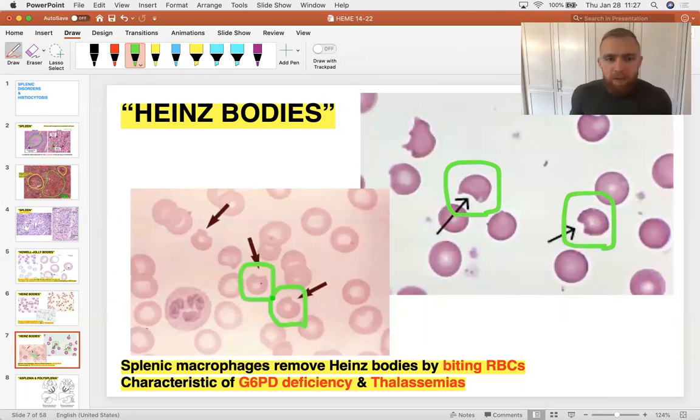These are bite cells. If you see these in the peripheral smear, you can infer that there must have been a lot of inclusion bodies in these red cells for the spleen to have taken so many bites out of so many cells. So those are bite cells. You see them in thalassemias, in G6PD deficiency, same conditions you would see Heinz bodies in.